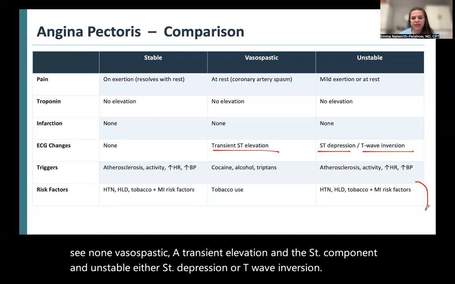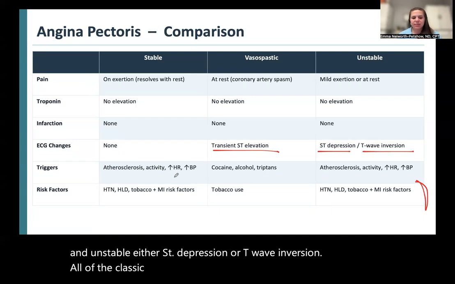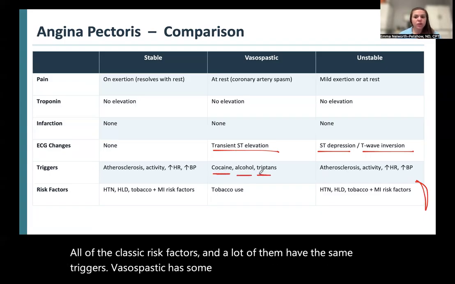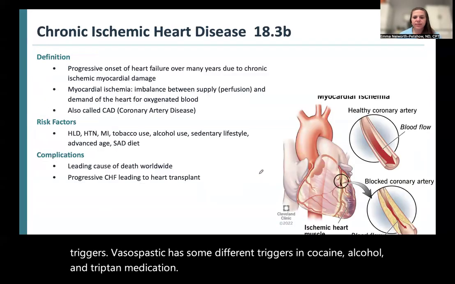All of the classic risk factors, and a lot of them have the same triggers. Vasospastic has some different triggers in cocaine, alcohol, and triptan medication. We'll come back to chronic ischemic heart disease.